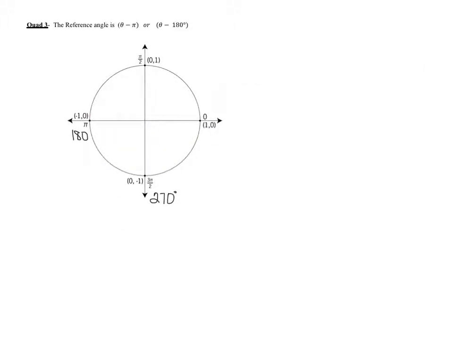Okay, let's look at quadrant 3. So quadrant 3 is between pi and 3 pi over 2, or if we're in degrees, between 180 and 270 degrees. So for this one, if we have an angle, let's say somewhere here, that the terminal angle lies in quadrant 3, that means it's gone all the way past 180 degrees, plus an additional little part of an angle. And so our reference angle would be this area right here.